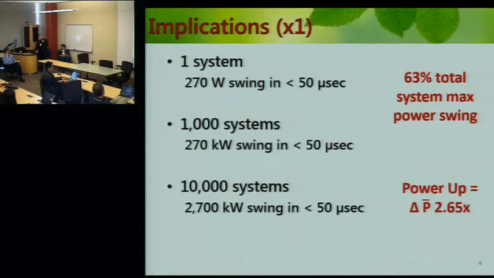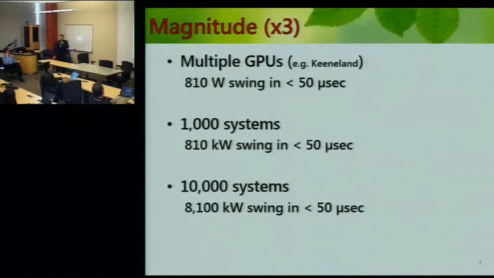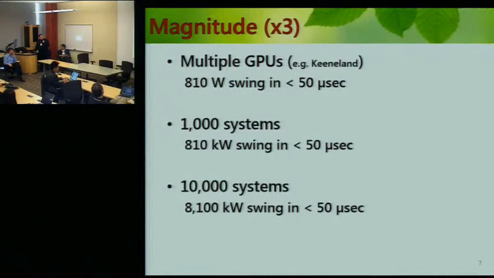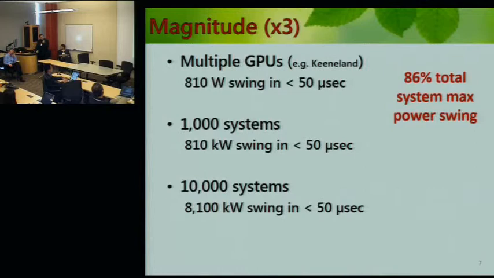Again, maybe not that interesting to you. Look at this. This is if I have a Keeneland-like cluster. Keeneland is the Georgia Tech cluster that has three GPUs in it. The power swing in a single system, if we use our numbers to project that, I don't have numbers from the actual Keeneland system, this is a projection, would be 810 watts in 50 microseconds, 810 kilowatts for 1,000 systems, and 8.1 megawatts in 50 microseconds for 10,000 systems. That's 86% total system power max swing and a power up of 6x or more.